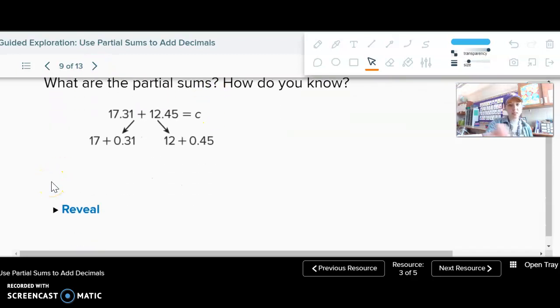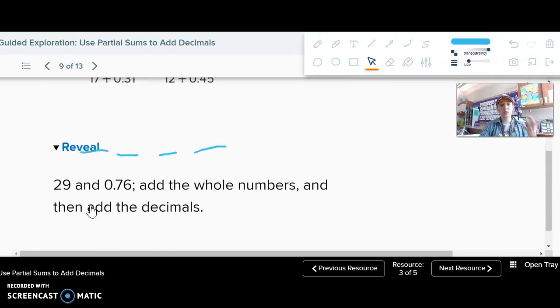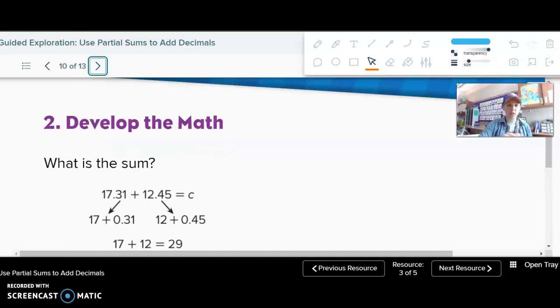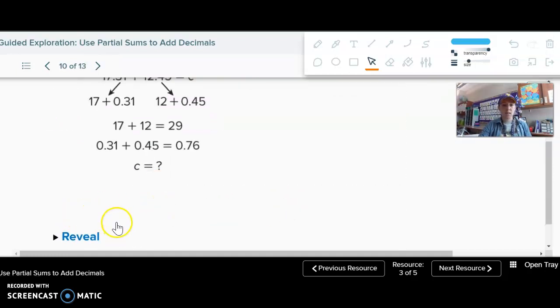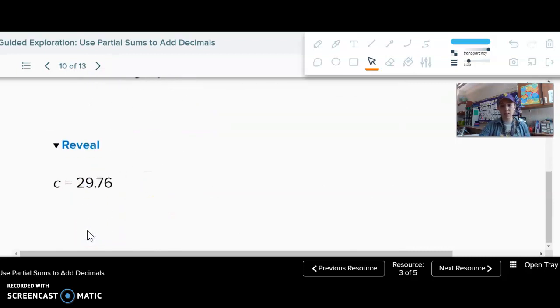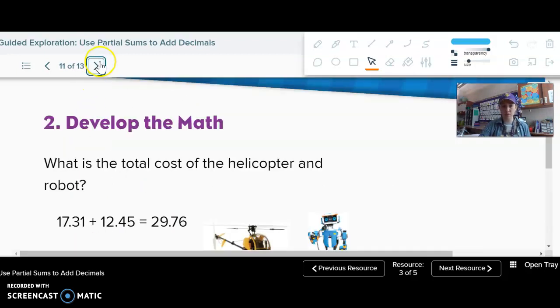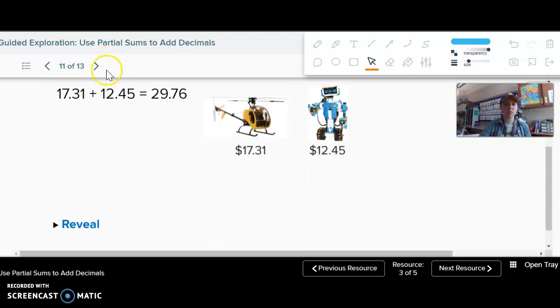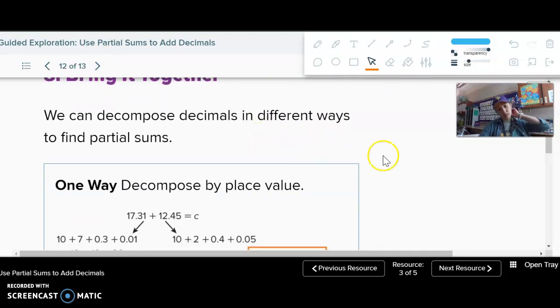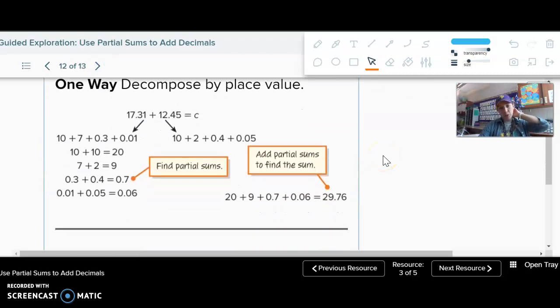So then if I add 17 and 12, I'm going to get 29. 31/100ths plus 45/100ths, I'm going to get 76/100ths, which we saw. So then we get 29 and 76/100ths. So again, we're adding each part together. I'll show you the other strategy on one of the practices. So either way, we see that the sum is 29 and 76/100. So then the total cost, $29.76.